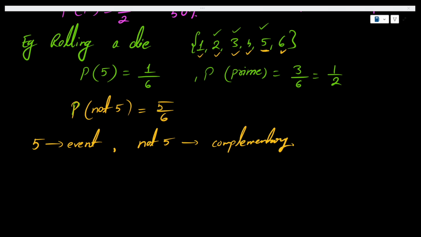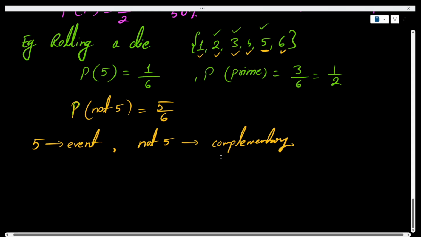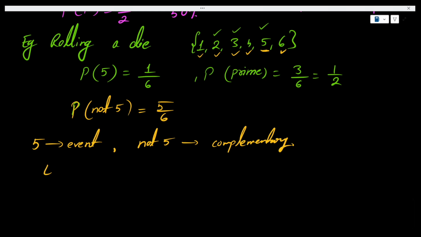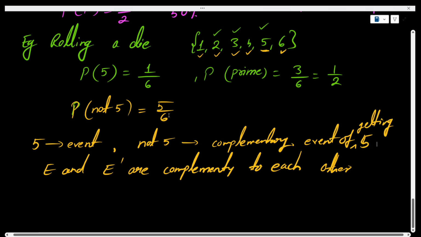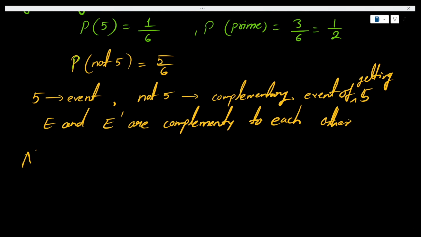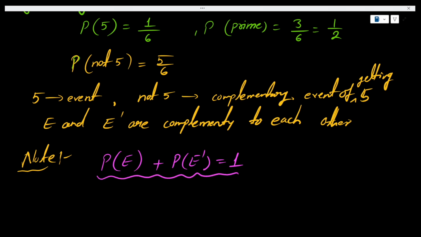Now here you derive one rule whenever there are two events. If I say an event E and an event not E, generally written as E dash, it is known as the complementary event of E. Here, not 5 is the complementary event of getting 5. There is one rule you have to remember: if I add an event and its complementary event, you always get 1. This rule is very important, you must remember.